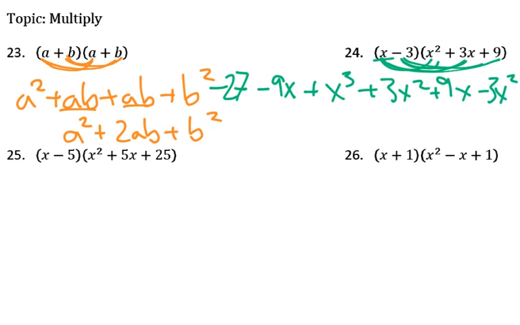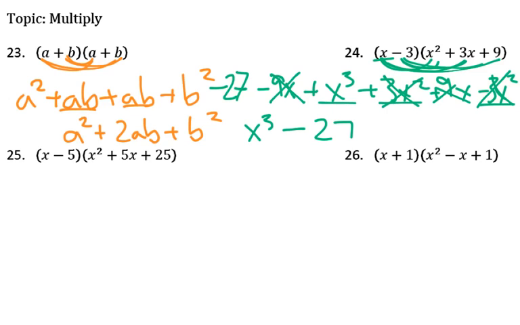Okay, then combine like terms. We start x cubed, 3x squared, negative 3x squared, those cancel. Negative 9x, positive 9x, those cancel. Minus 27.